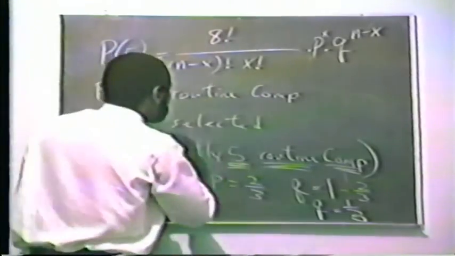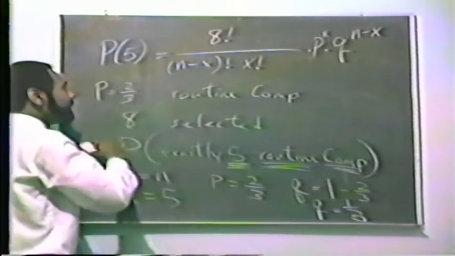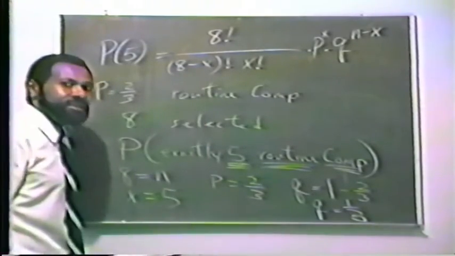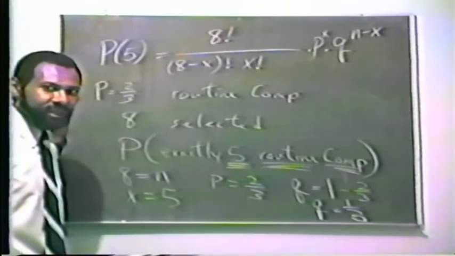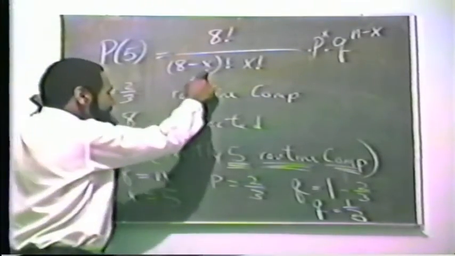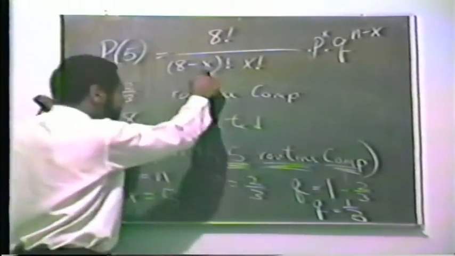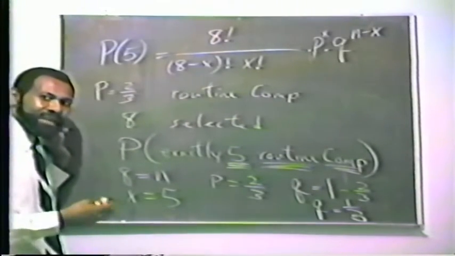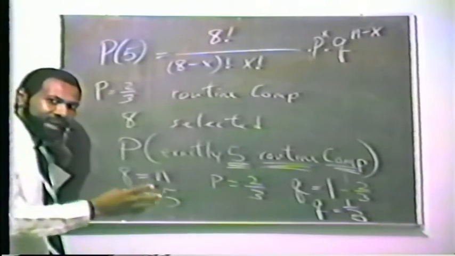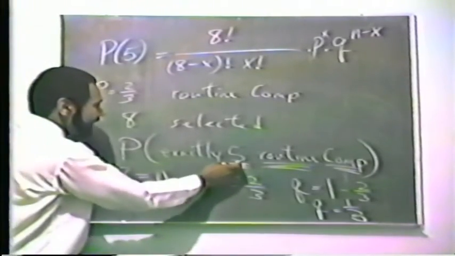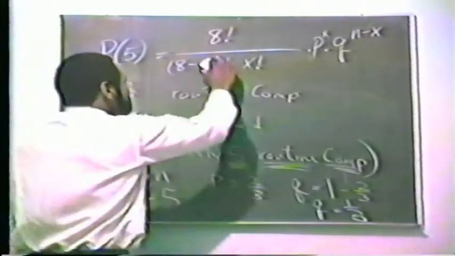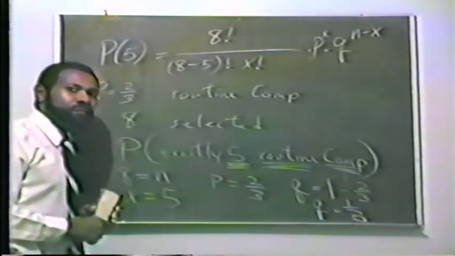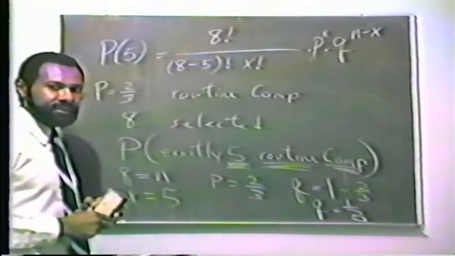In the denominator, we have n again. We can substitute an 8 for the n. That represents the sample size or the number of trials. Next in the denominator, we have x. We said that x represented the number of successes that we're trying to find the probability of. We're trying to find the probability of 5 successes. So the x will be equal to 5. We can substitute a 5 in the formula in the place of the x.